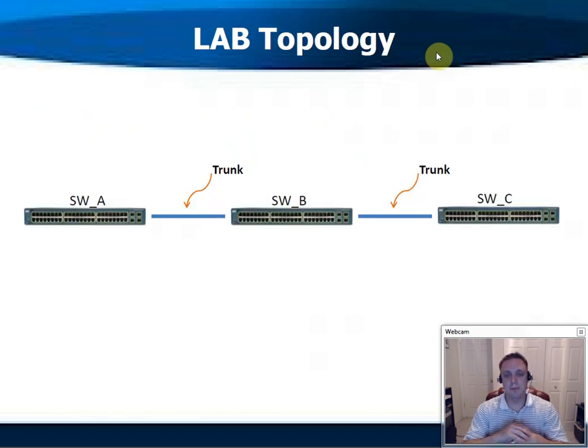So this is the live topology that we're going to be working with. We have switch A, B, and C. The trunks have already been pre-configured. So essentially, we're just going to go through the initial configuration. I'm going to show you a couple of quirks along the way, and how some of this information is sent dynamically for us. So let's go and get started on that.